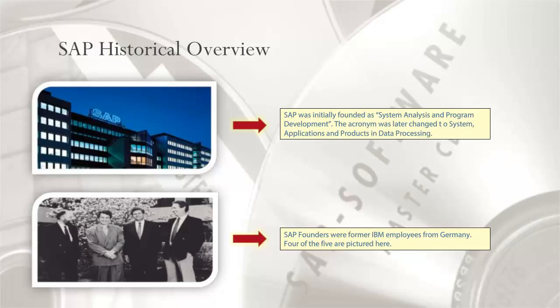The history of SAP begins in Germany in the early 1970s, where 5 former IBM employees initialized the concept that would become known to the world as SAP. They founded the SAP enterprise, initially naming it System Analysis and Program Development, before later changing it to Systems, Applications and Products in Data Processing. And today, SAP is the most recognized ERP product in the world.